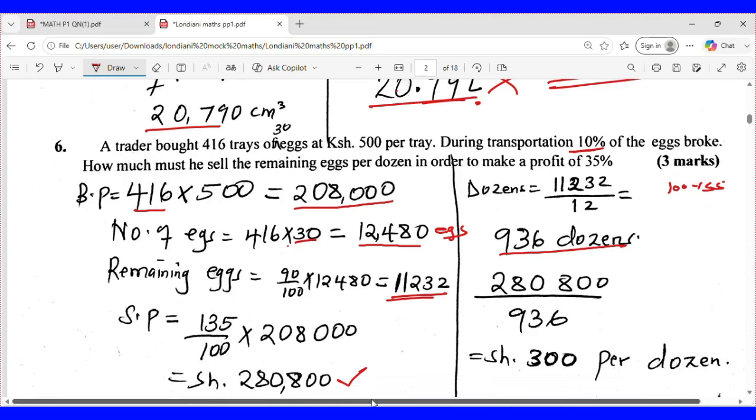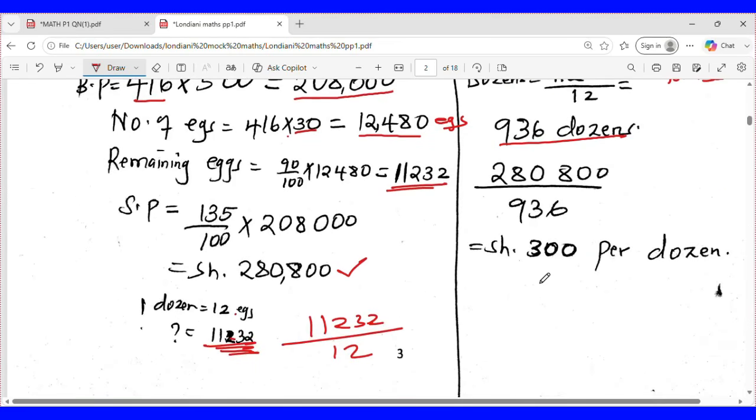Our money is 280,800. So we divide by the number of dozens, and we will sell 300 shillings per dozen, so that we can get the profit, which is 35% profit.